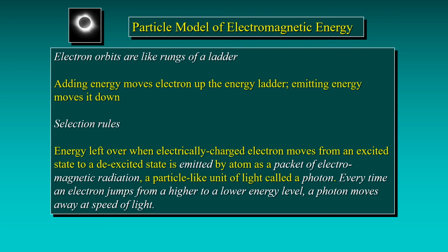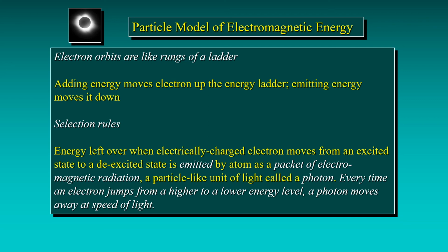So in many cases, an electron uses one sequence of rungs as it traverses up the energy ladder, and it might use some other sequence of rungs as it descends that energy ladder. So the energy that is left over when we have our electrically charged electron moving from our excited state to a state of de-excitation is going to be emitted by the atom as a packet of EM radiation, as a photon. That particle-like unit of light or radiation we refer to as a photon.